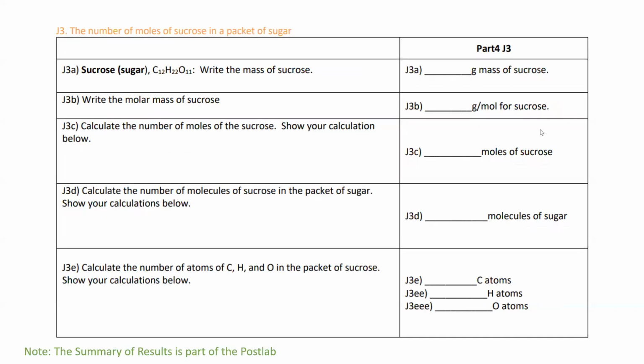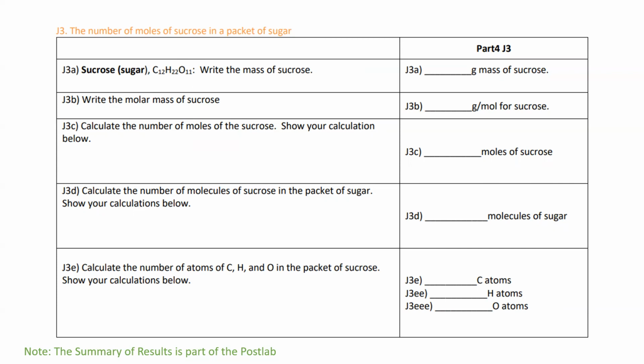And the last section is the number of moles of sucrose in the packet of sugar. Again, we're going to want to copy over from the data table the mass of sucrose. We're going to want to find the molar mass of sucrose. The formula is given here, so you can calculate it, or you can just Google the molar mass of sucrose.